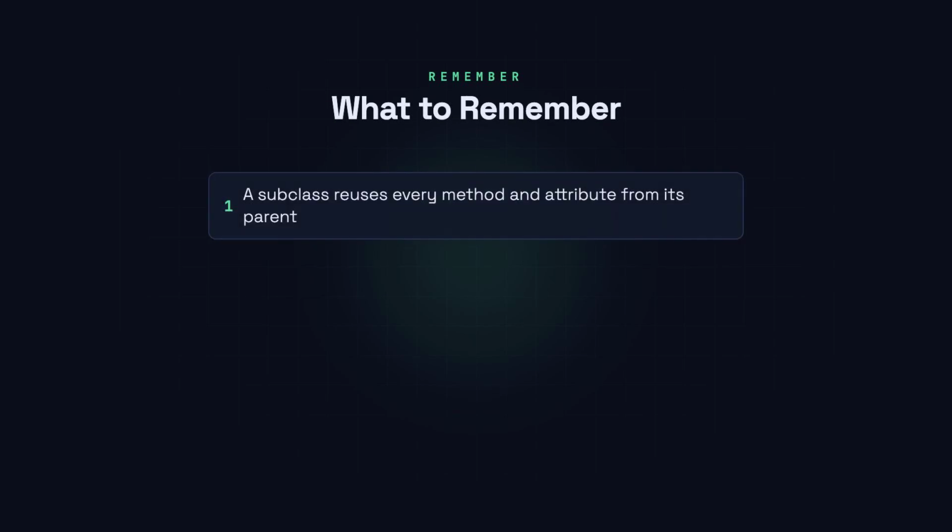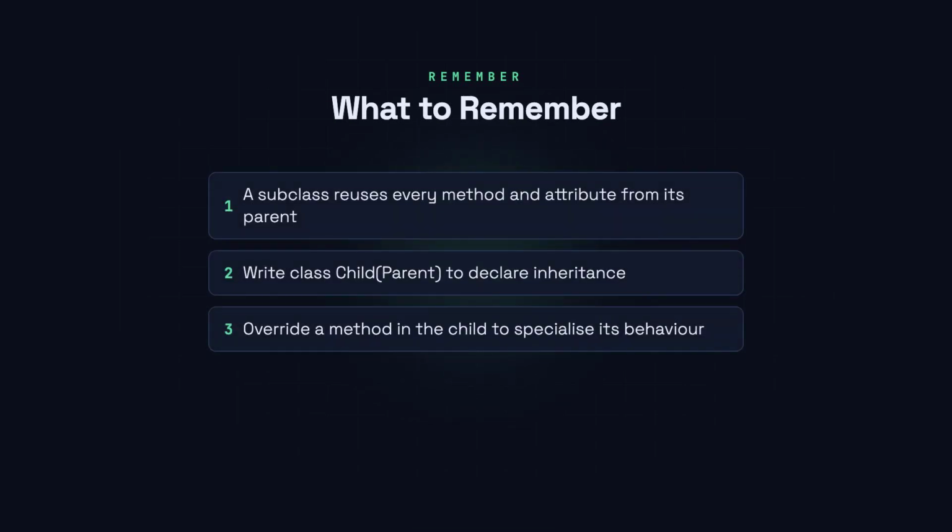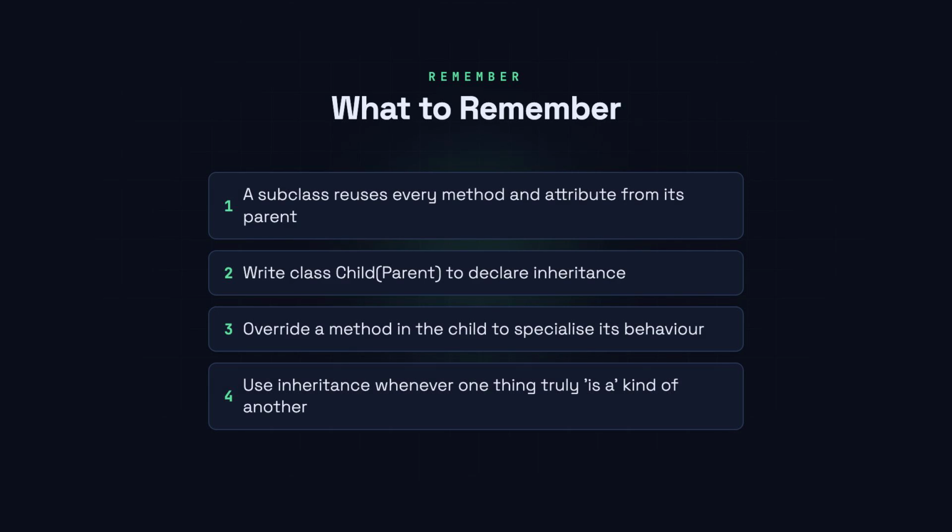Inheritance lets you write shared code once in a parent class and reuse it in as many subclasses as you need. Reach for it whenever two classes share behavior and one is clearly a specialized version of the other.